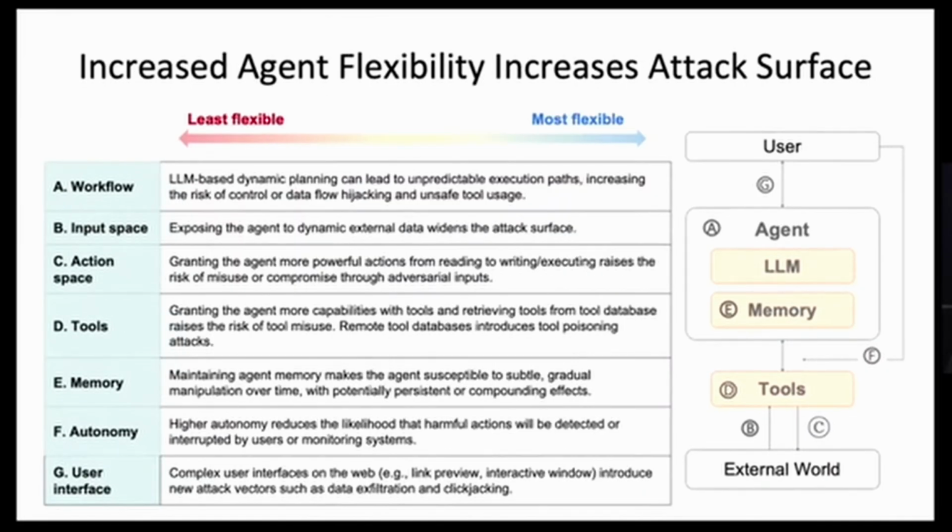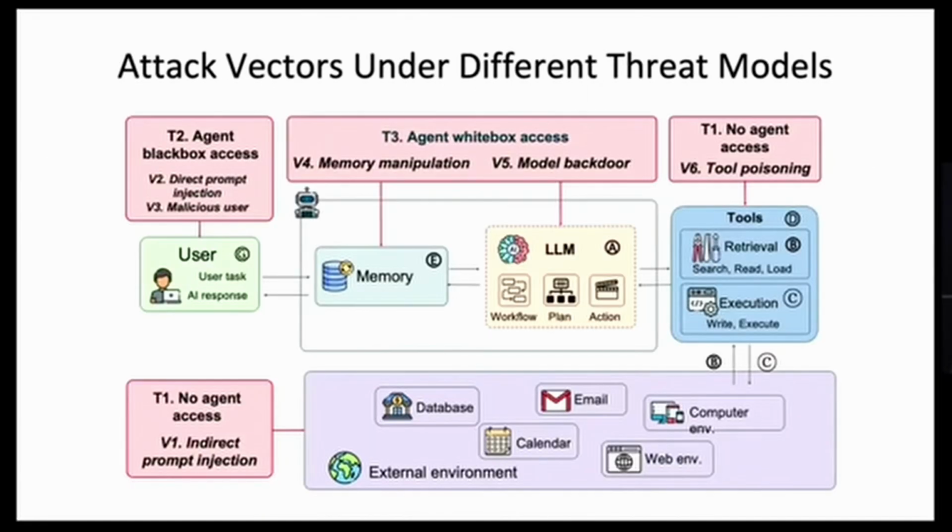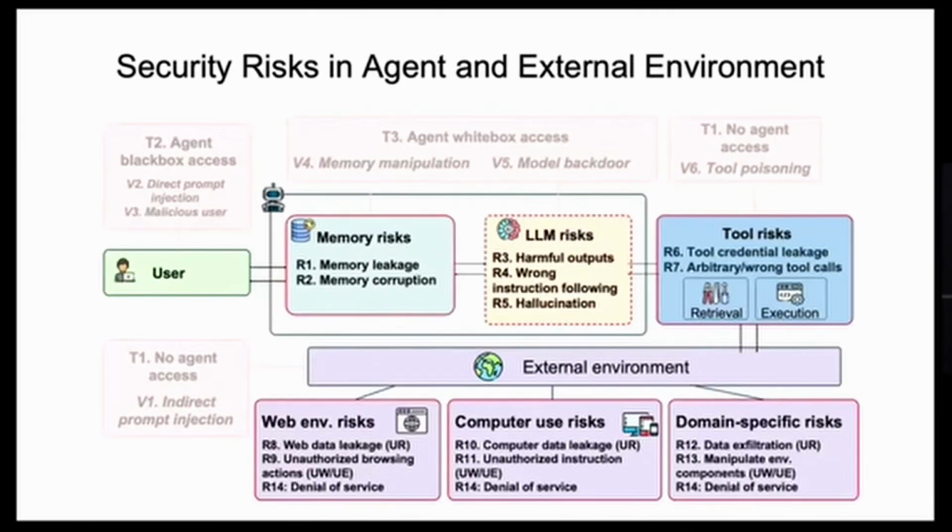And the one thing I want to note is that as we increase the agent flexibility, this will also, unfortunately, increase attack surfaces. As the agent can use more diverse tools, and they have full autonomy and so on, naturally this increases the risks for agentic AI systems. And also, there are many different attack vectors under different threat models, depending on whether the attacker has access to the agents or what type of access to the agent's internals and so on. And also, the agent's internal systems as well as the environments present different types of vulnerabilities and security risks to make the whole agentic AI security issue even more complex.